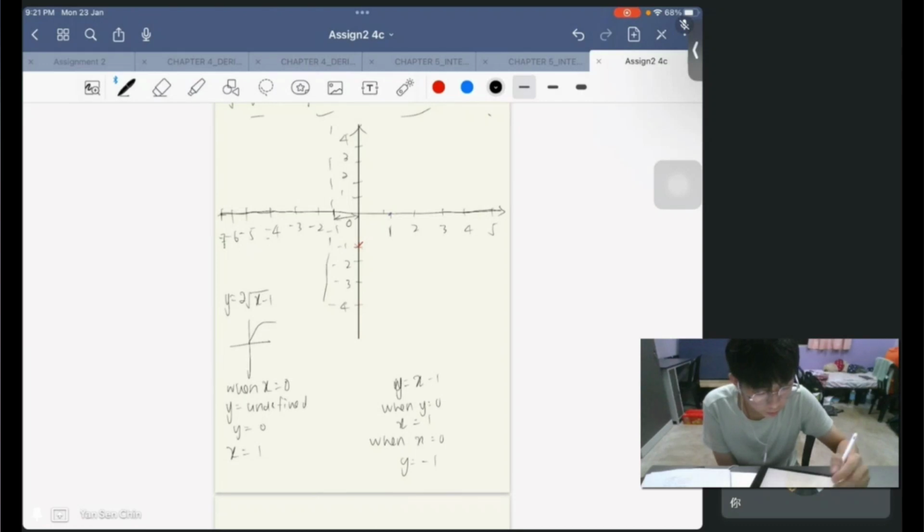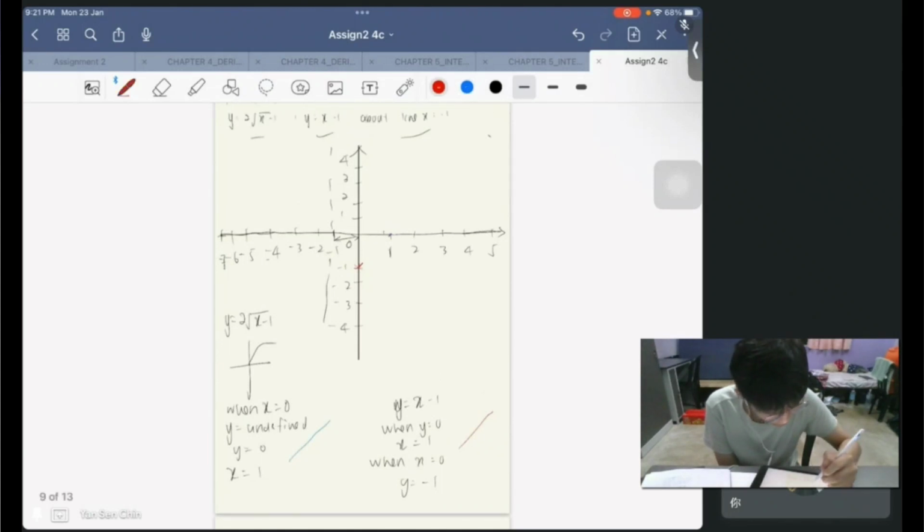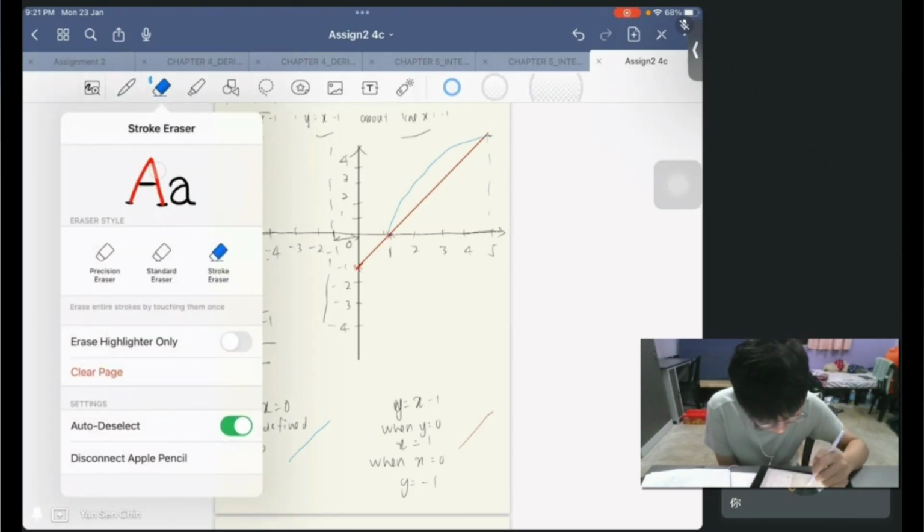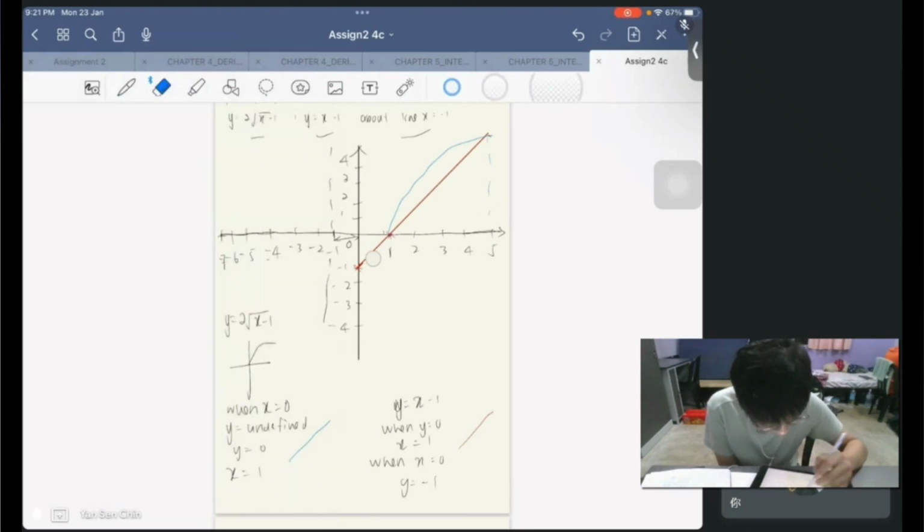So I use red color to represent this, and blue color to represent this. So we plot a graph here, negative 1, so do something like this. Okay, and plot this here. Can get something like this. It's a very beautiful graph.